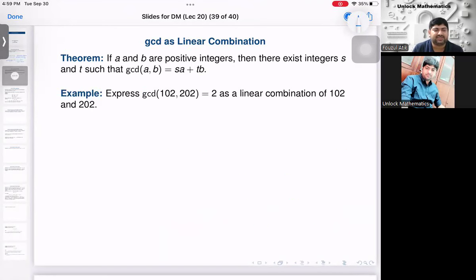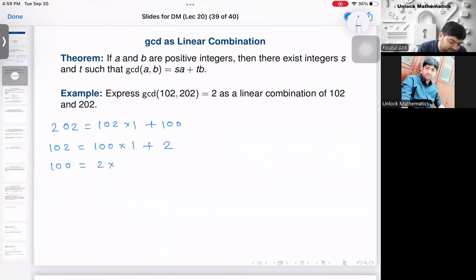Now, do this example. Express GCD of 102 and 202, which is actually 2, as a linear combination of 102 and 202. So what to do? We'll do the same process. So 202 is equal to 102 into 1 plus what? It is 100. Next step, 102 is equal to 100 into 1 plus 2. And then 100 is equal to 2 times 50 plus 0. So our example problem is done.